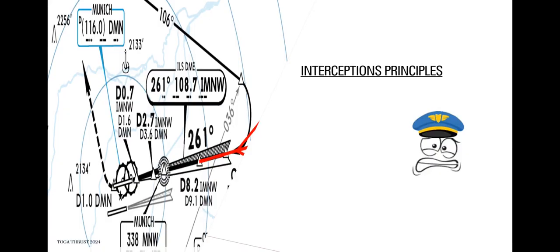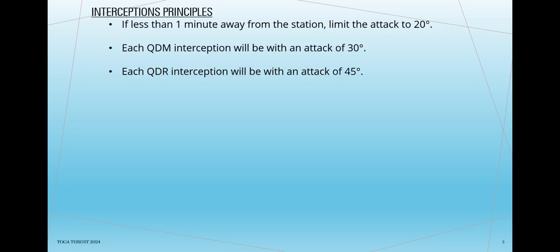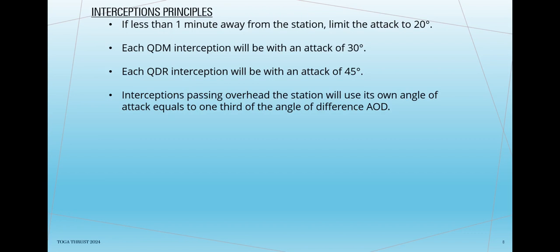Interceptions principles. If less than 1 minute away from the station, limit the attack to 20 degrees. Each QDM interception will be with an attack of 30 degrees. Each QDR interception will be with an attack of 45 degrees. Interceptions passing overhead the station will use their own angle of attack equal to 1/3 of the angle of difference, AOD.